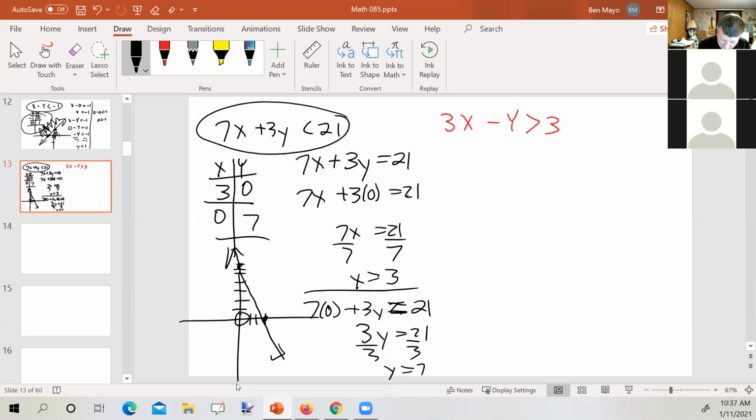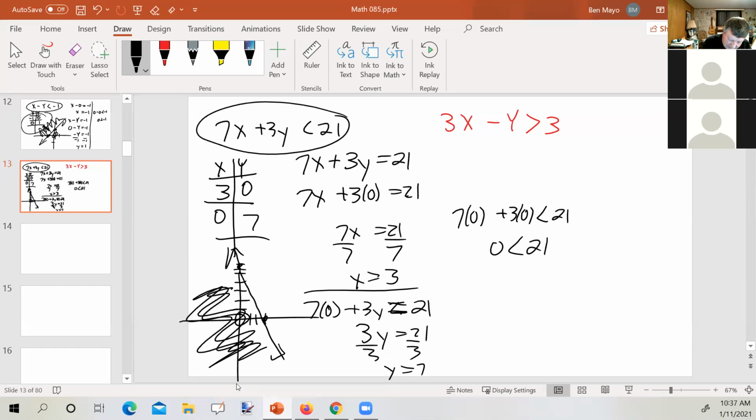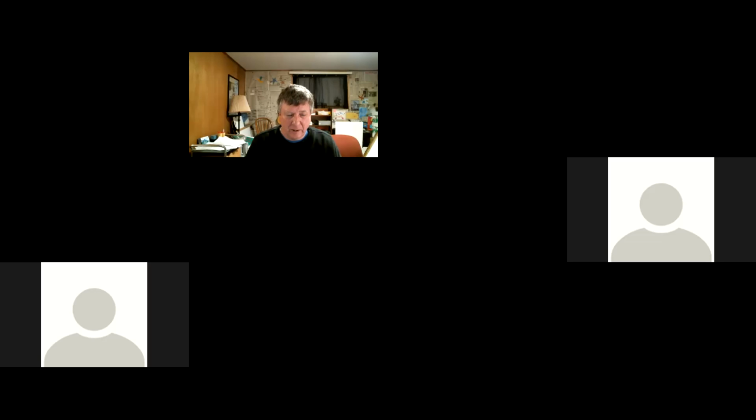Okay. So if x is 0 and y is 0, we would get 7 times 0 plus 3 times 0 less than 21. 0 is less than 21. So we would graph on this side of that line. So I'm going to switch back over to the WebAssign screen and graph that first one.